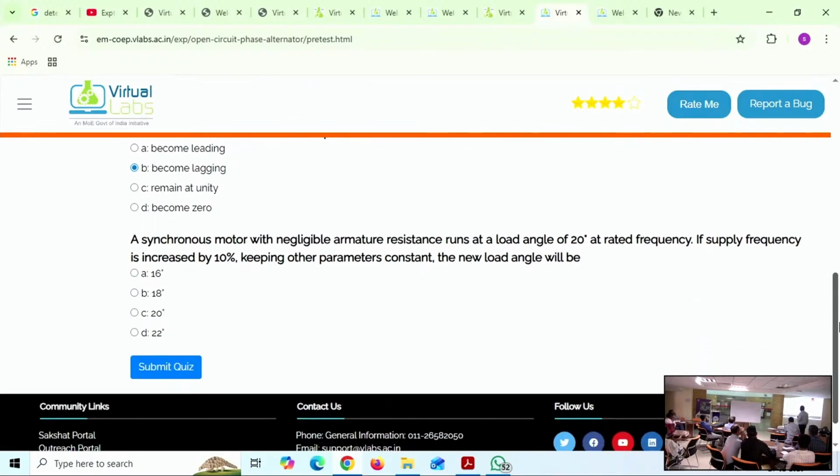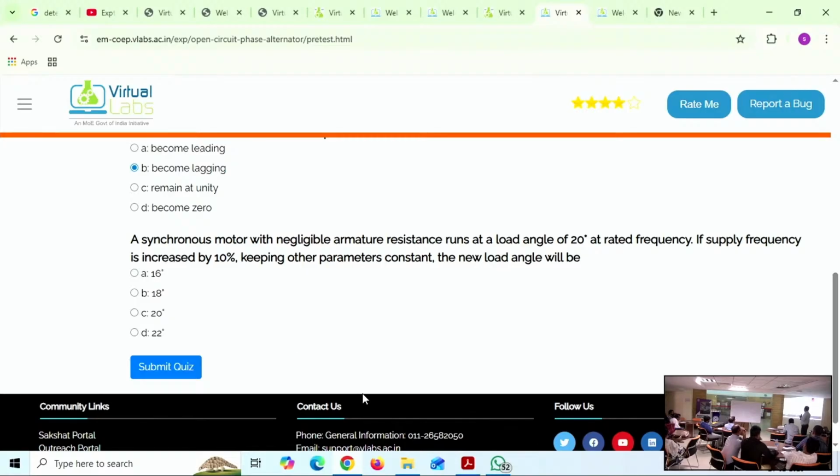Okay. Next, synchronous motor. This part has not yet started. I think we can do this also. There is a numerical calculation. A synchronous motor with negligible armature resistance runs at a load angle of 20 degrees at the rated frequency. If the supply frequency is increased by 10%, then keeping other parameters constant, the new load angle will be 22. Yes. So you got this, good.